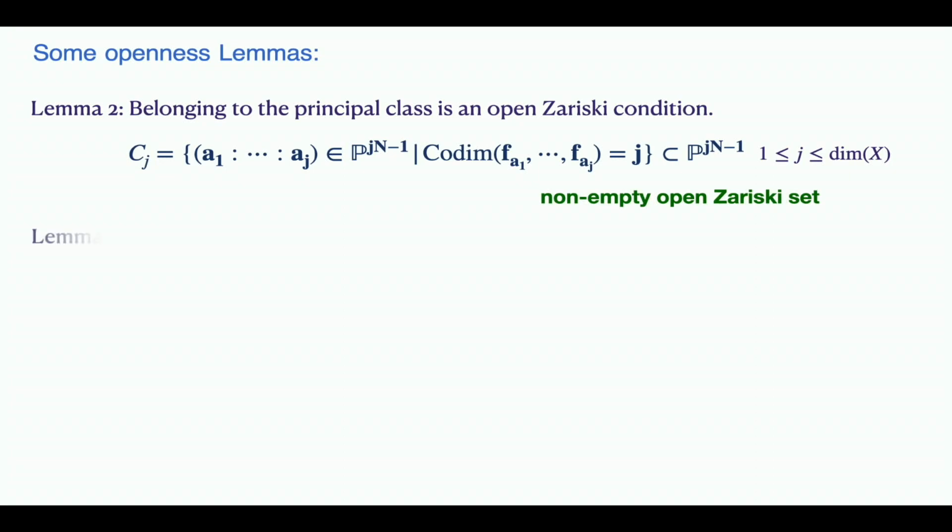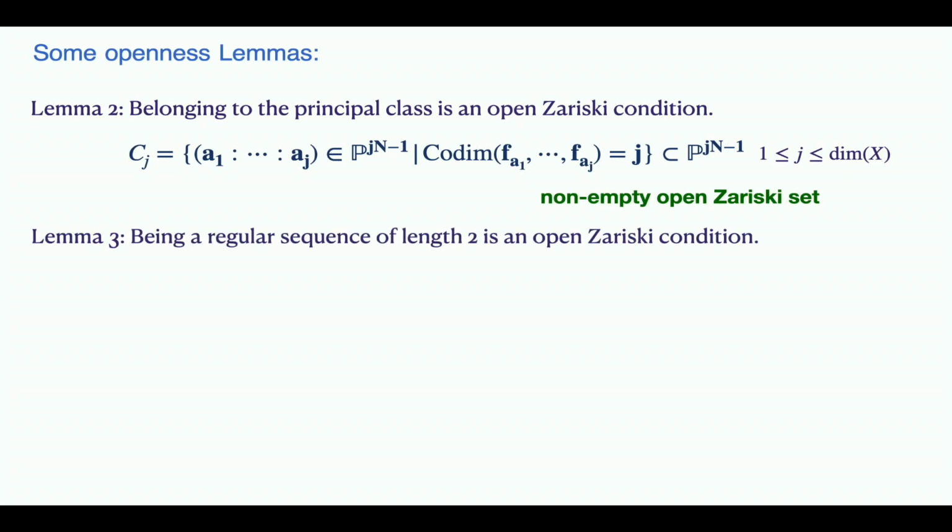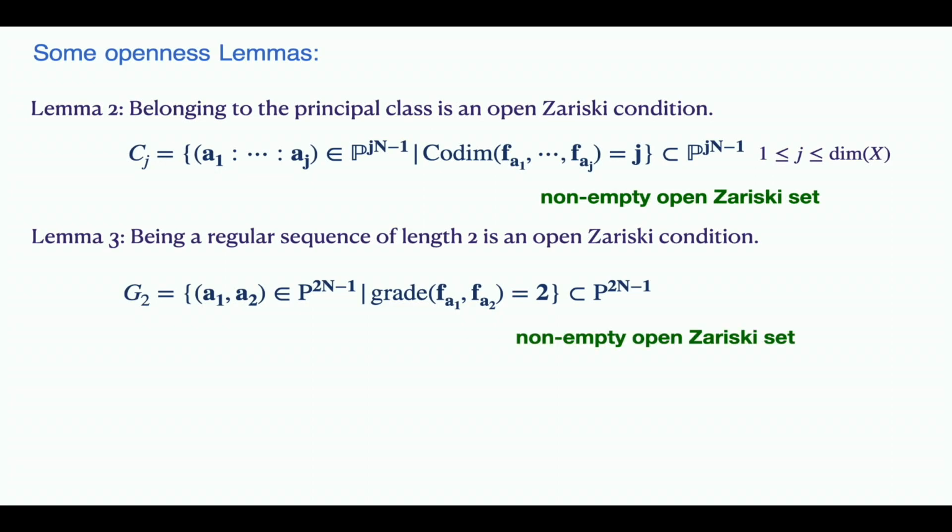Another lemma is about the regular sequence. We need this lemma actually to say that, for a representative of a rational map, we need the grade to be at least 2. So if we have A_1 and A_2 here in the projective space with grade equal to 2, it is also an open Zariski condition. So if you choose the representative as a regular sequence of length at least 2, you are in the open condition. You have lots of choices to do this.